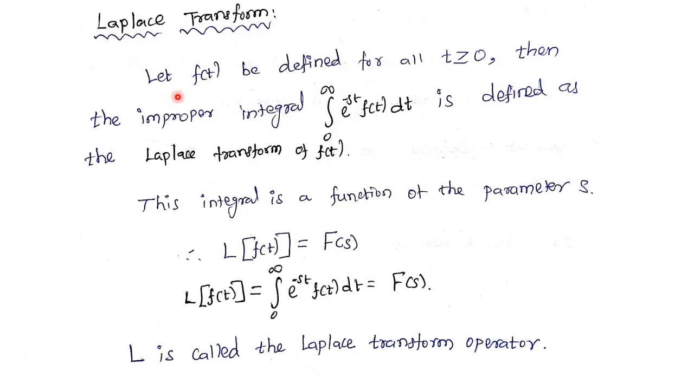Laplace transform. Let f of t be defined for all t greater than or equal to 0, then the improper integral over the limit 0 to infinity, e power minus st into f of t into dt, is defined as the Laplace transform of f of t. The total integral is a function of the parameter s, because e power minus st is a function of the parameter s. Here L stands for the Laplace transform operator. So the Laplace transform of f of t is equal to the integral over the limit 0 to infinity e power minus st into f of t into dt, which is equal to F of s.